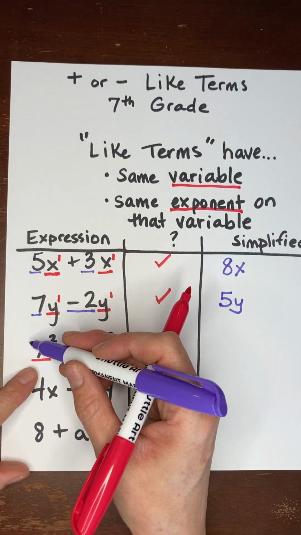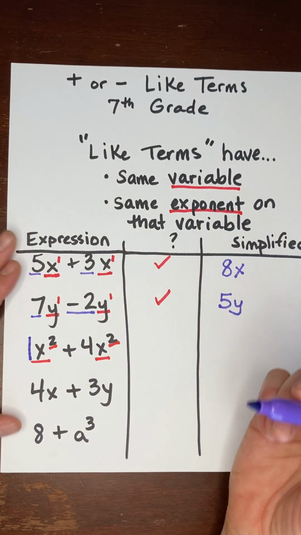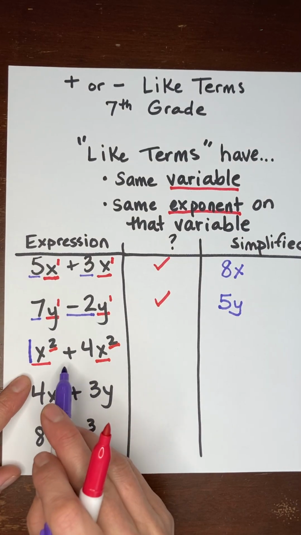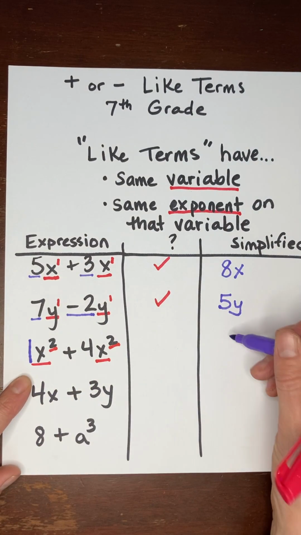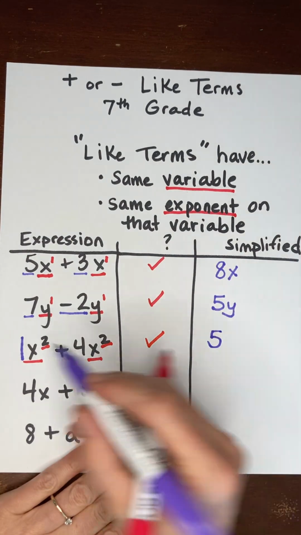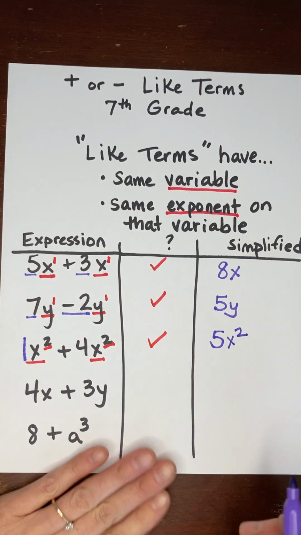This one doesn't have a coefficient, and anytime there is not a coefficient, it means there's an invisible 1 there. So if it helps, go ahead and write a 1 in. Okay, and now we look at the signs here to tell us what to do. 1 plus 4, which is 5. Forgot to put my tick mark. They are like terms. Okay, and our variable and our exponent is x squared.